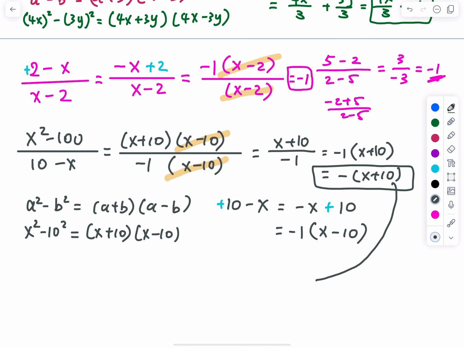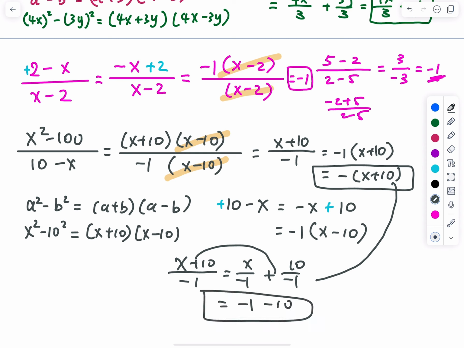Or you can do this. (x plus 10) divided by negative 1. x divided by negative 1, the plus goes right there. 10 divided by negative 1, you have a negative x minus 10. That is also good. Once you distribute that, you have a negative x. Am I making a mistake right there? Okay, let me step back. So we have x plus 10 over negative 1, negative x minus 10. All right. Negative x minus 10.